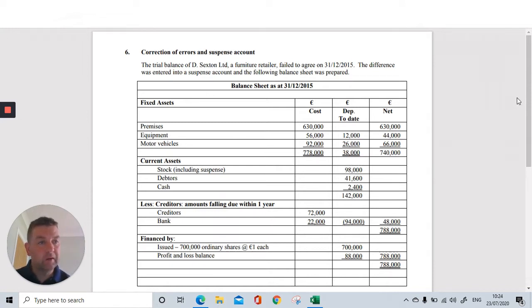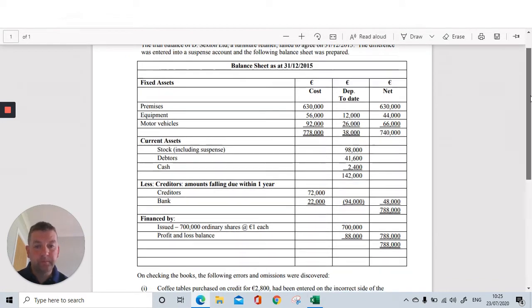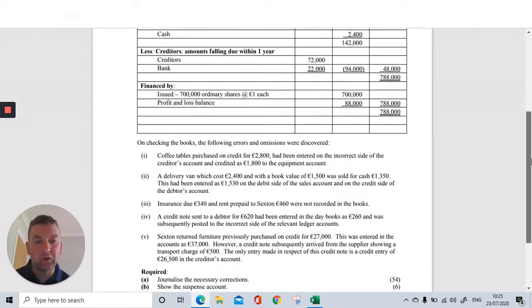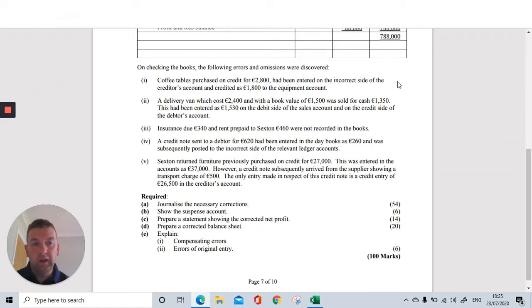we are given the trial balance of D Sexton, the furniture retailer, which failed to agree. The difference was entered into a suspense account and the following balance sheet was prepared. In all of these correction of errors 100-mark questions, you'll be given a balance sheet, as you see here, and then you'll be given a list of errors or omissions, which you see here. Error 1, 2, 3, 4, 5 in this case.